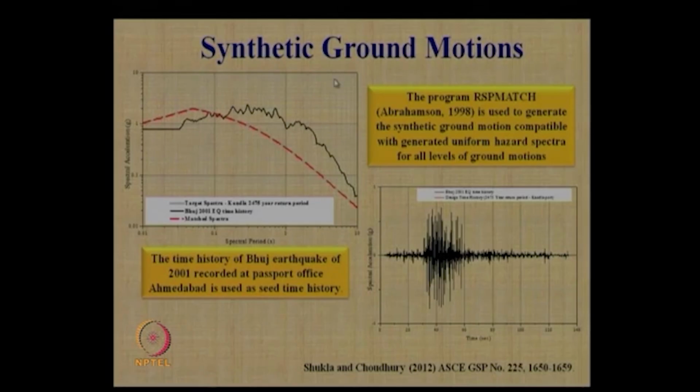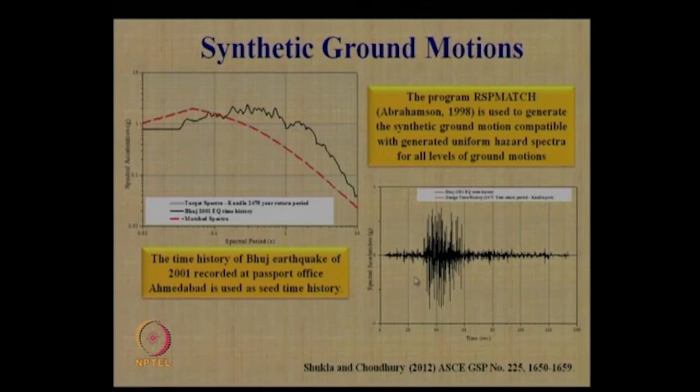Which ground motion are we going to use for our ground response analysis? This is the synthetic ground motion. One can use the Bhuj earthquake motion, and the spectra is shown over here, recorded at the Passport Office of Ahmedabad, 2001 Bhuj earthquake data. And the software program RSPMatch, developed by Abrahamson in 1998, is used to generate that synthetic ground motion, which will be compatible with the generated UHS at all levels of ground motion.